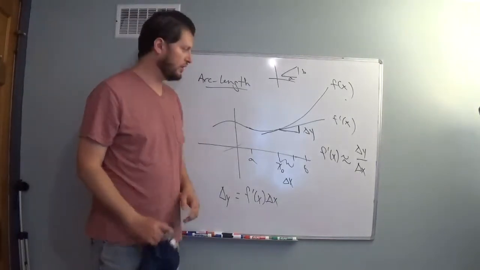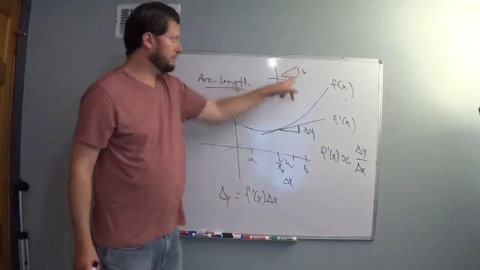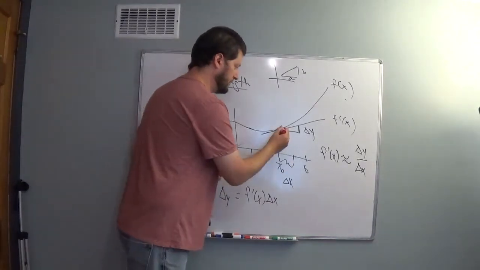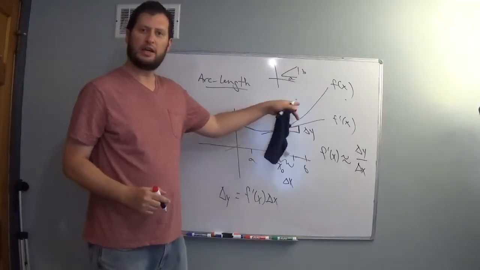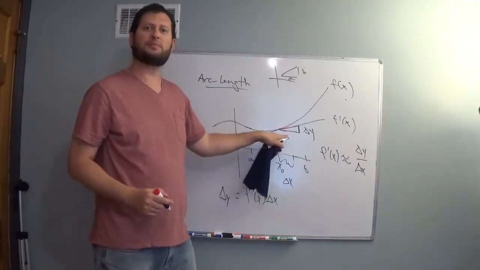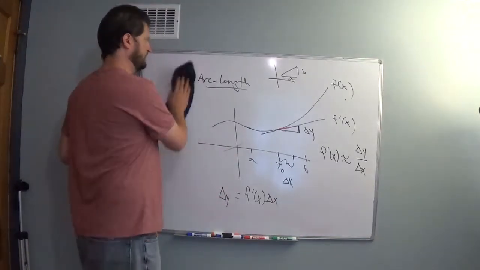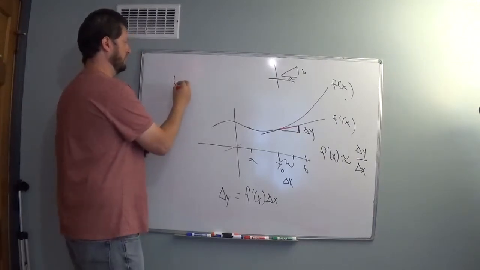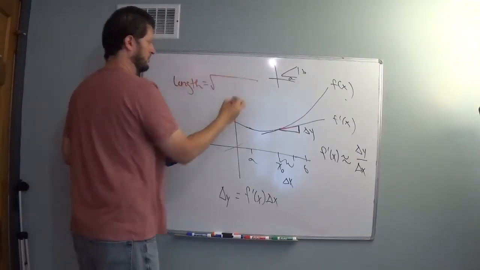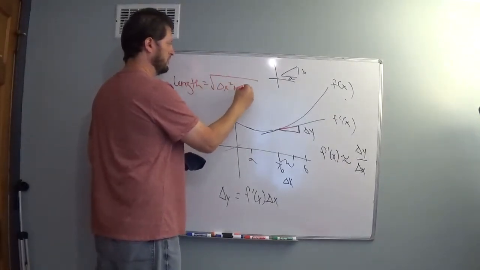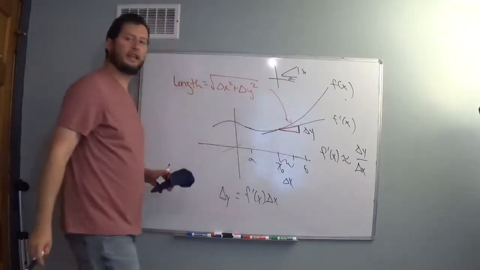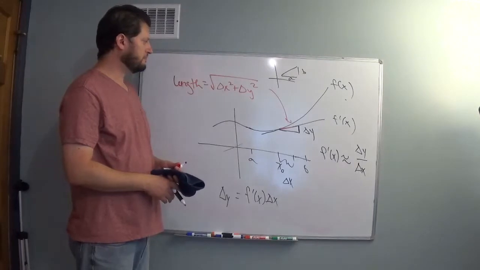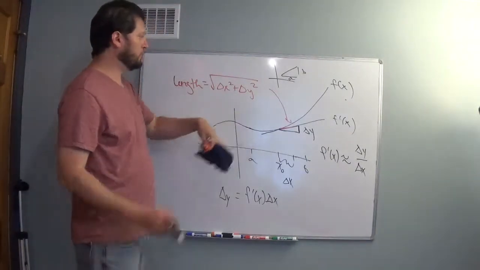Okay, so far so good. Now according to our idea, by using the Pythagorean theorem, what is the length of this piece right in here? The length of this red piece will be the square root of delta x squared plus delta y squared. So that's going to be the length of that small little approximating piece of the curve. And that's fine, so that's what we want to do.